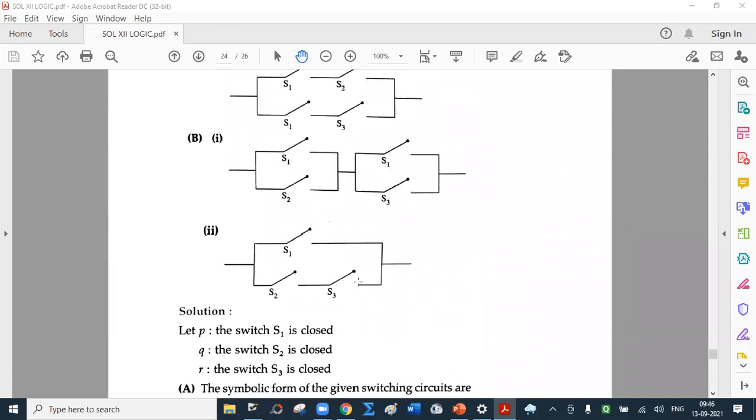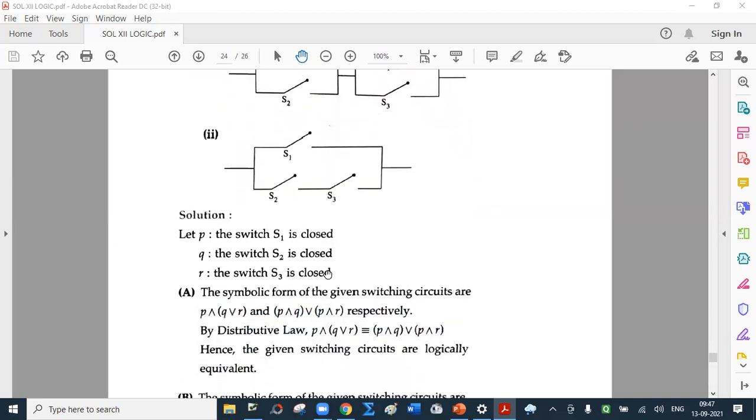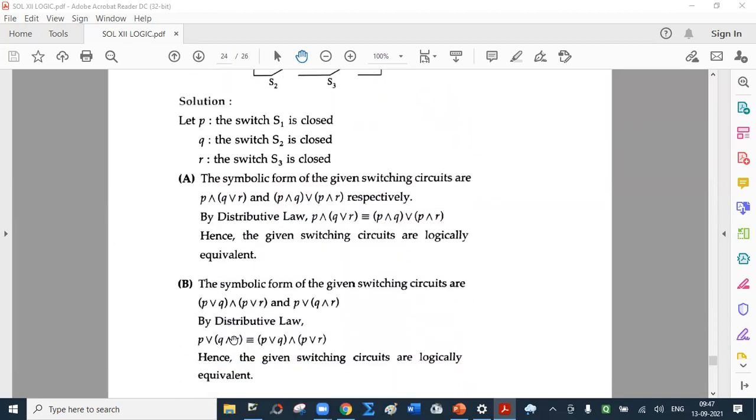What about the second sum? Can you tell me the symbolic form of this? Basically, S1, S2 are in parallel, so P or Q, and in another bracket, P and R are parallel, so P or R. Okay, and what about the second? It is P or (Q and R), because S2, S3 are in series. But note that again by the distributive law, P or (Q and R) is (P or Q) and (P or R). So the switching circuits are logically equivalent.